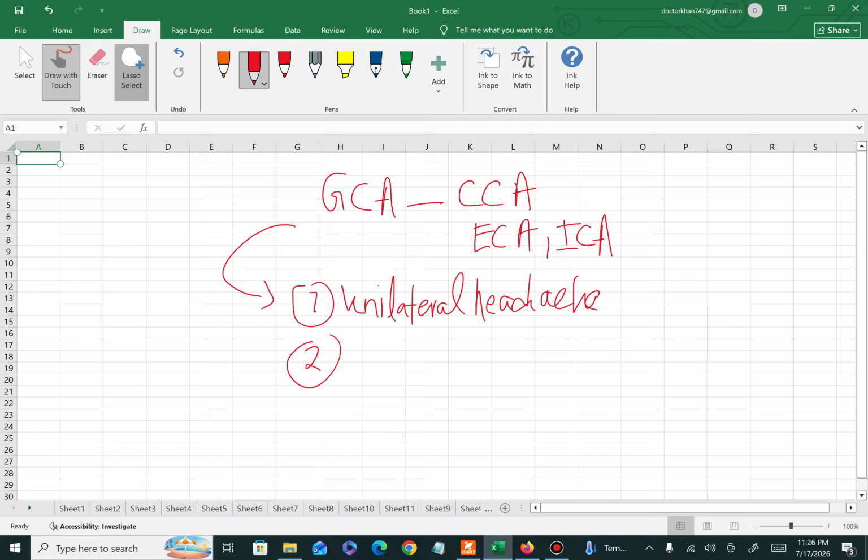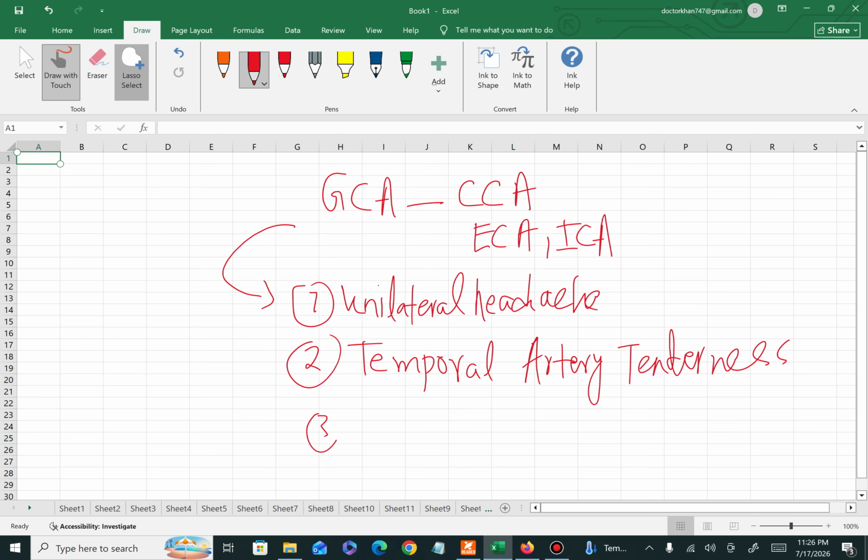it can be temporal artery tenderness, because there is inflammation of the temporal artery also, so that's why it is also called temporal arteritis. So temporal artery tenderness, and there can be jaw claudication due to involvement of the ophthalmic artery, causing ischemic optic neuropathy, so it can present as blindness.